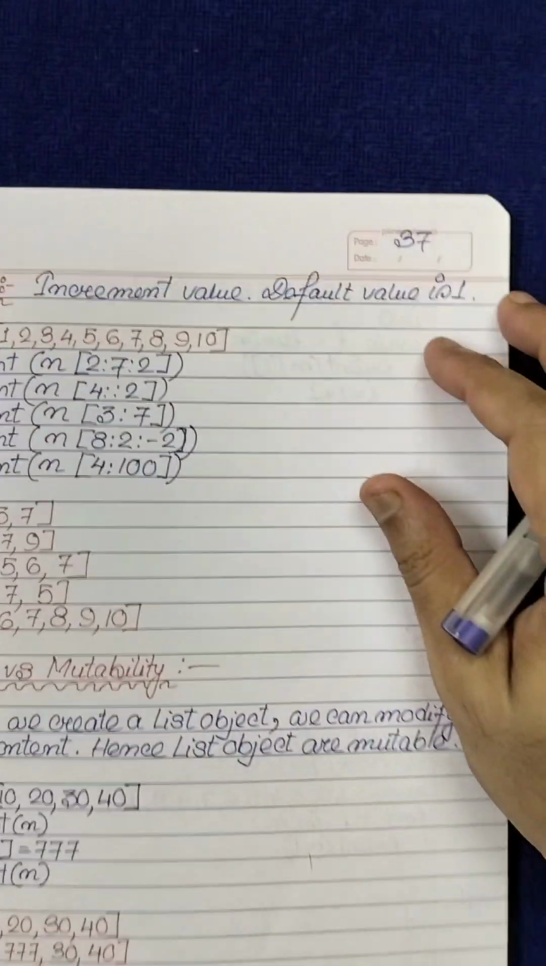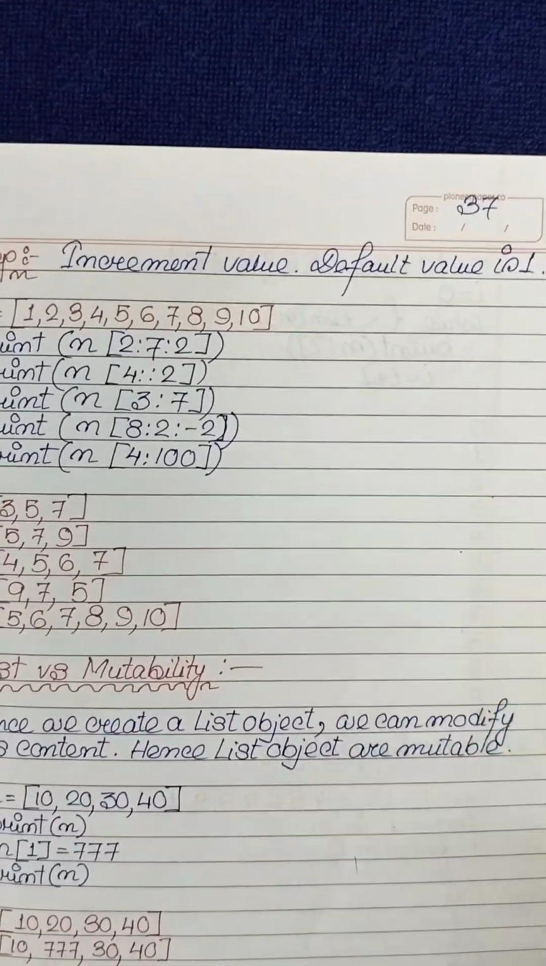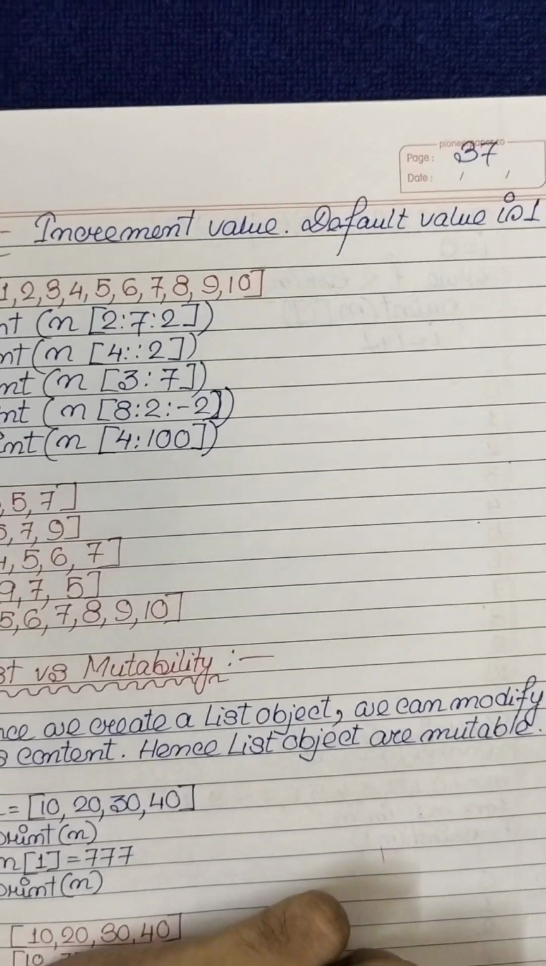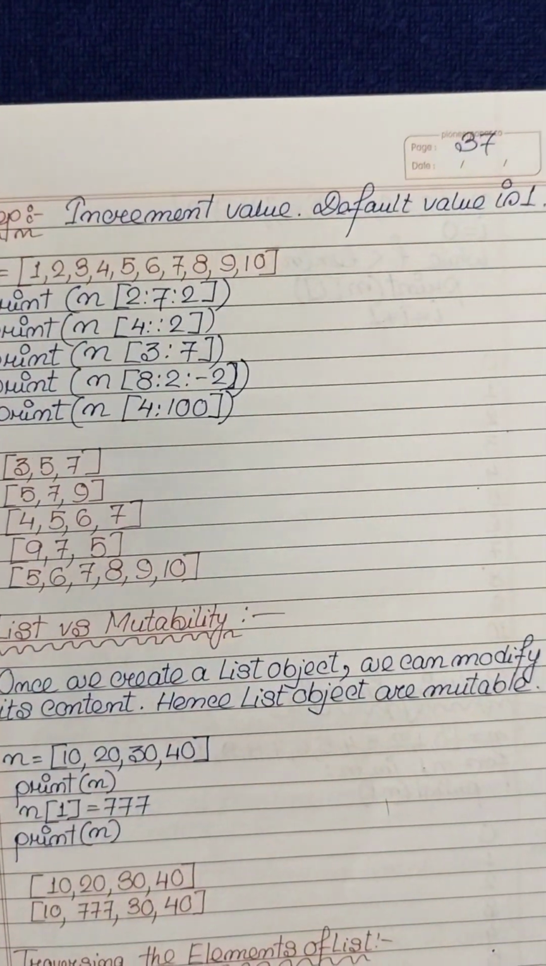And next, the step value. What is the step value? Step value means the increment value. The default value is 1.